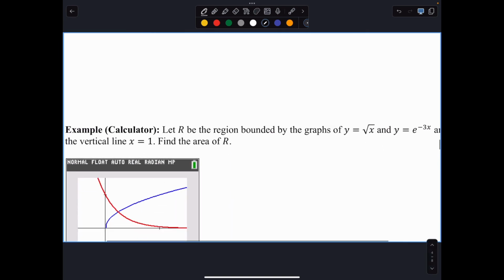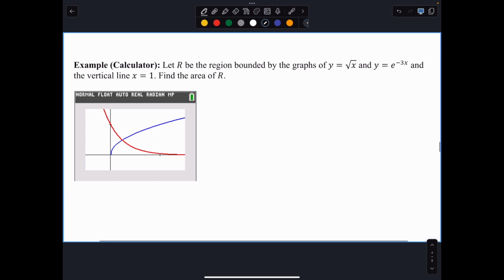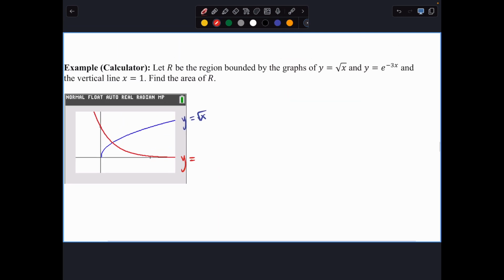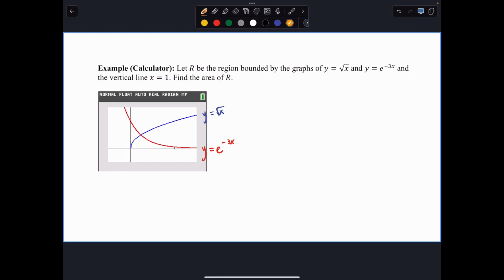Okay. So this one you do need your calculator for. Well, I guess you technically don't, but I'm saying it is calculator active. So you should use your calculator to efficiently solve this problem. So let R be the region bounded by the graphs of y equals the square root of x and y equals e to the negative 3x and the vertical line x equals 1.